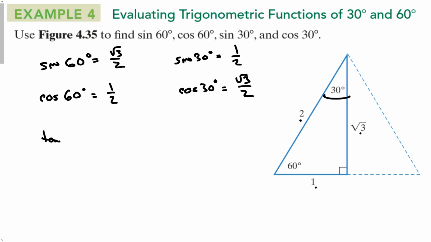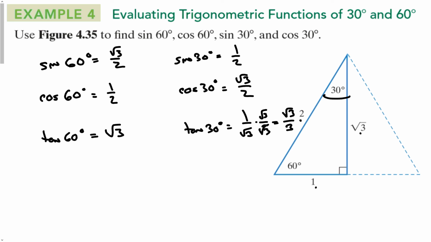Let's throw in tangents. And also notice that the sine of 60 and the cosine of 30 are equal, and these two are equal too. We'll talk a little bit about that more later. But the tangent of 60 degrees would be the opposite over the adjacent. The tangent of 30 degrees would be the opposite over the adjacent, which I have to rationalize, which gives me radical 3 over 3. Okay.